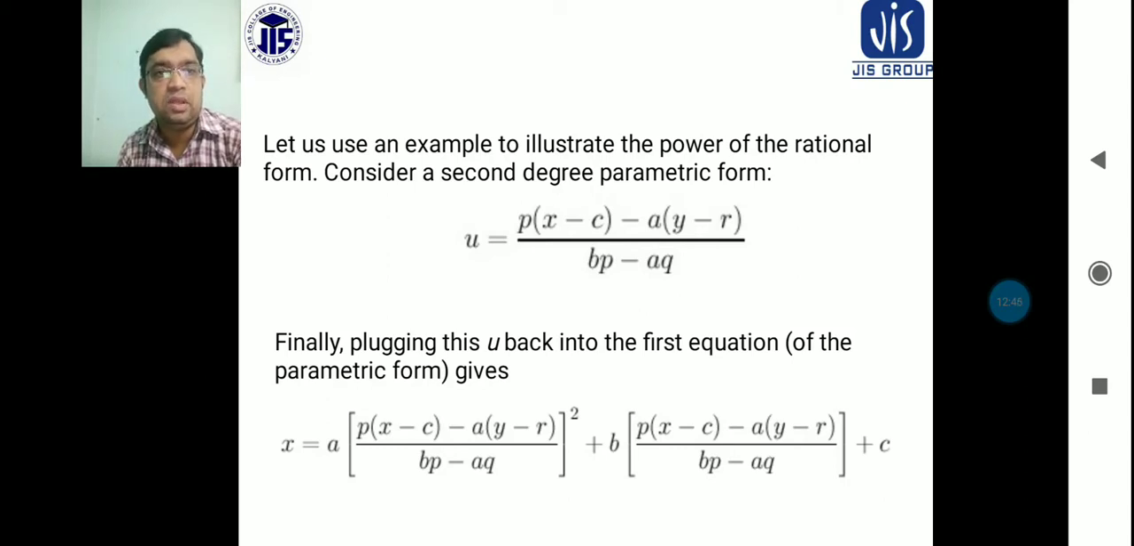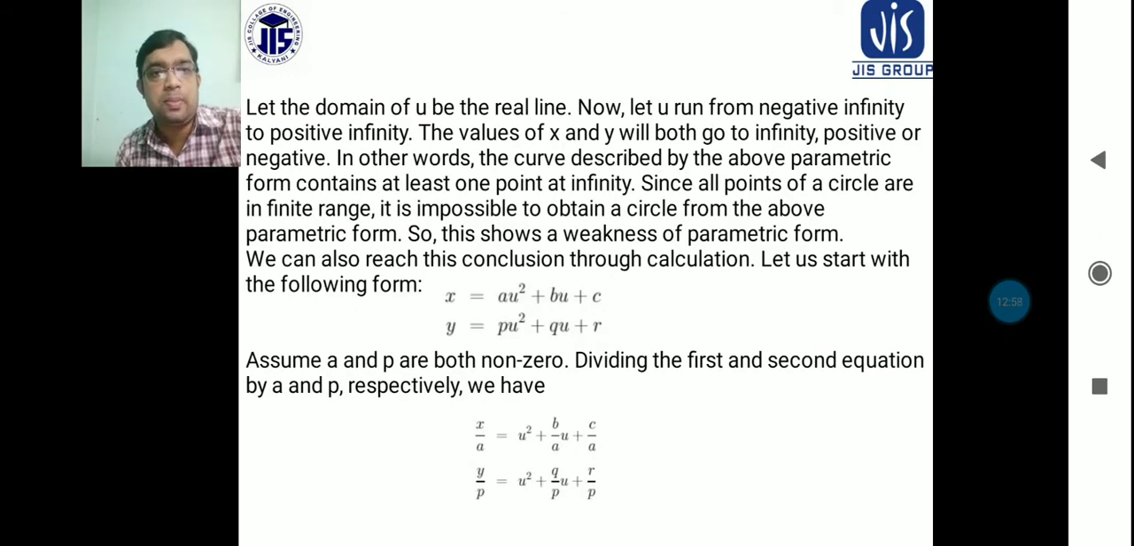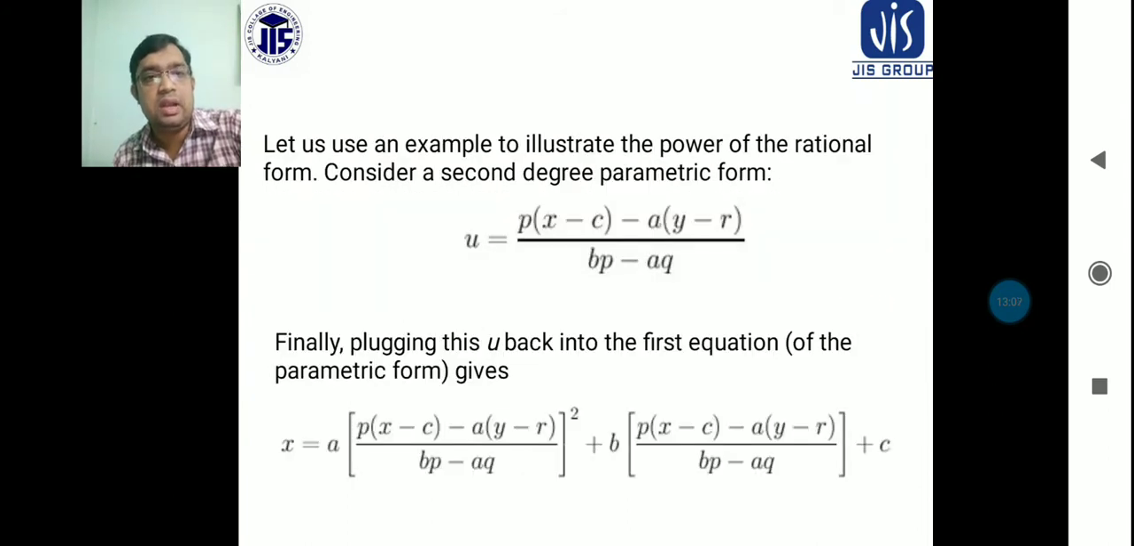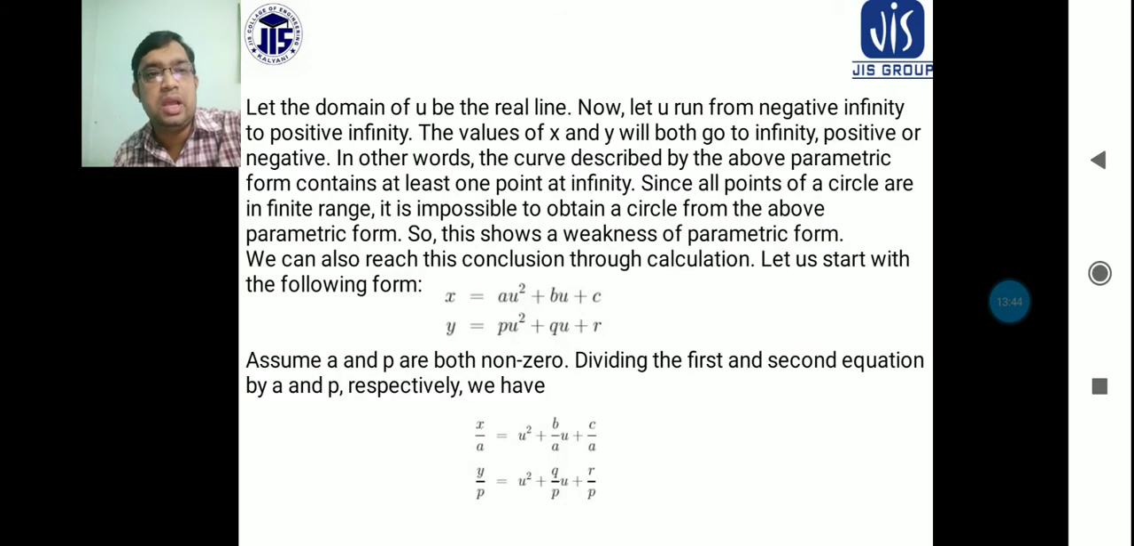Finally, plugging this u back into the first equation. The x/a equals u square plus (b/a)u plus c/a, and putting this value of u into equation number 1, the value of x equals a times ((p(x minus c) minus a(y minus r)) divided by (bp minus aq)) whole square, plus b times (p(x minus c) minus a(y minus r)) divided by (bp minus aq), plus c. That is the first equation.